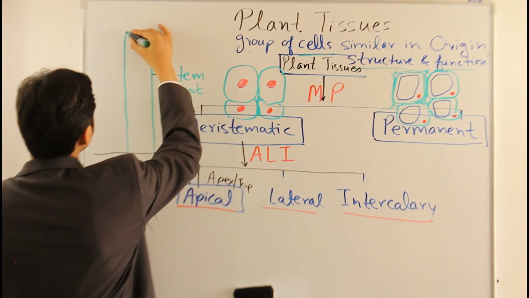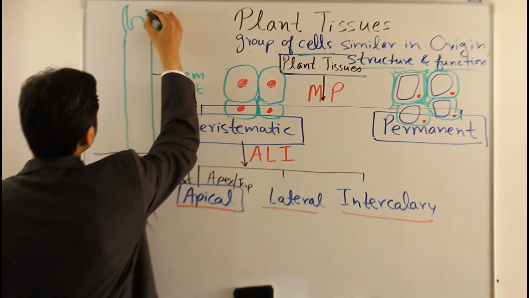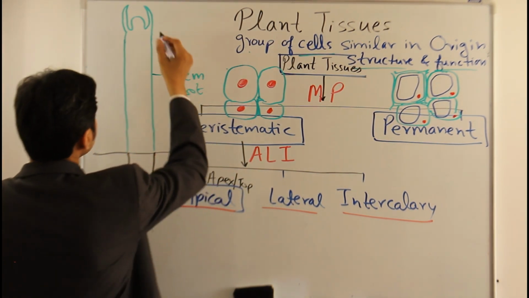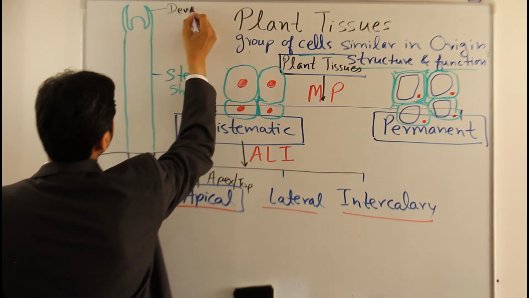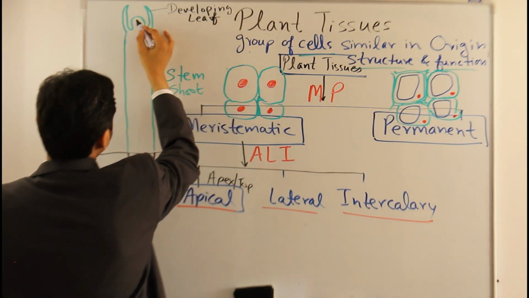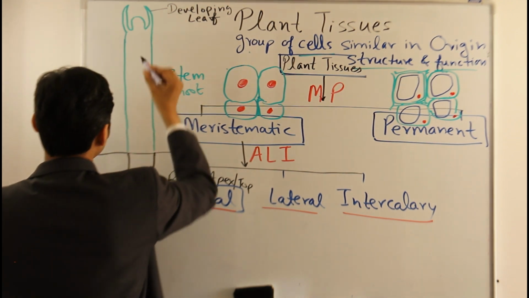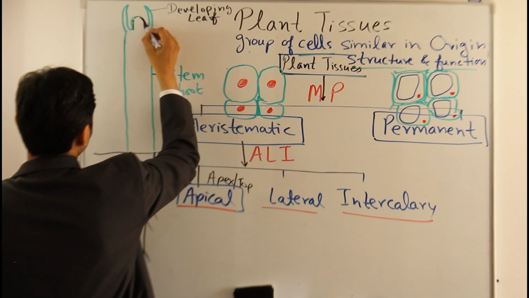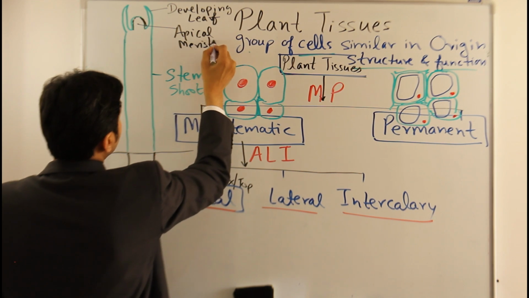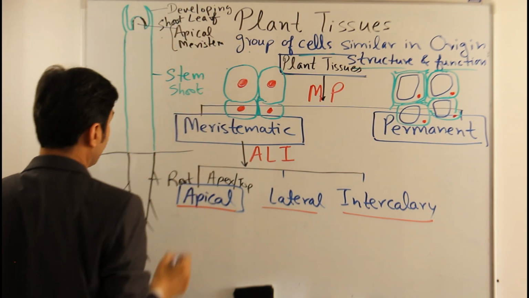So if I make the stem top, it will be like these are the growing leaves. This is the area of the apical meristem, like this. So this is the area which you can see here. This is the leaf primordia or the developing leaves. Developing leaf. This area which you see here, this is the apex. So this is apical meristem. Which apical meristem? Shoot, because it is stem. So it is shoot apical meristem or stem apical meristem.